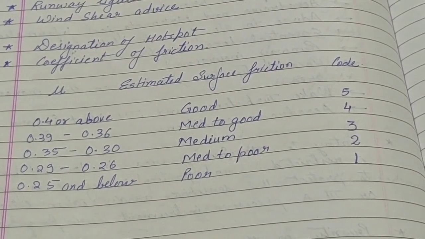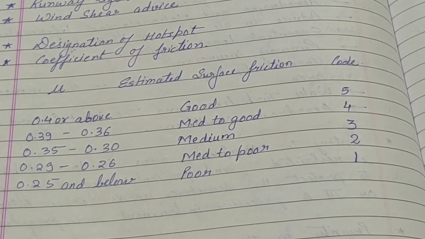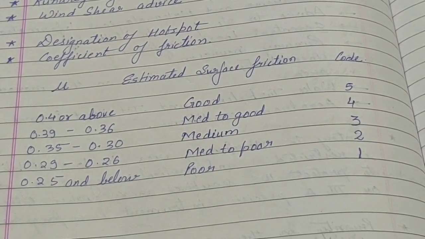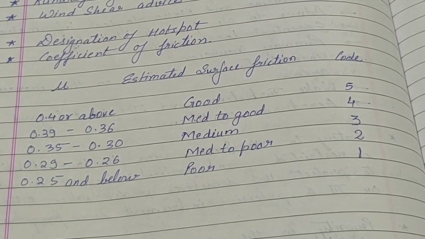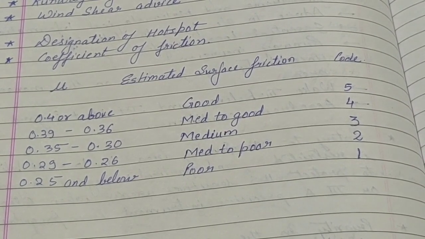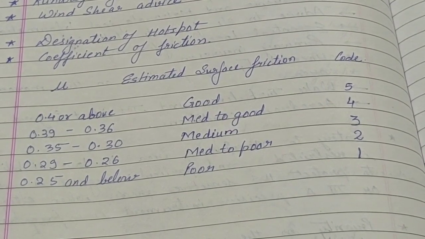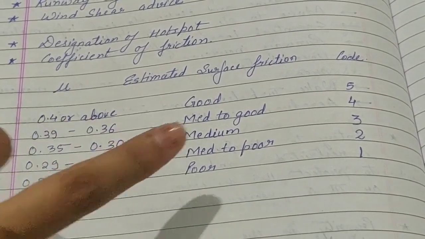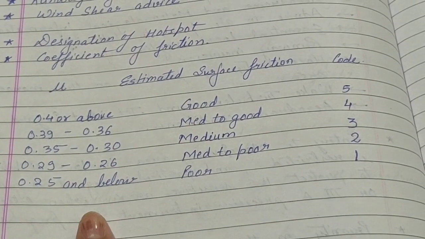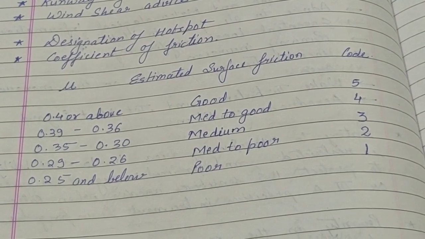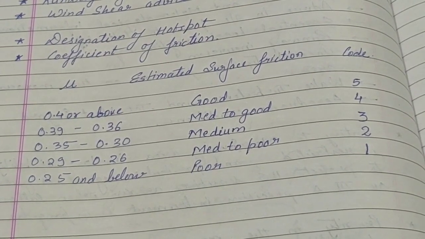Okay. Finally, we'll be talking about the coefficient of friction. The coefficient of friction is a very necessary thing for landing and takeoff as well. In the locations where snow or ice is there, it becomes very unsafe to land and take off if the coefficient of friction is not known. So we have certain codes for the coefficient of friction which is transmitted to the aircraft before they land or before they take off, so that they are prepared for it.